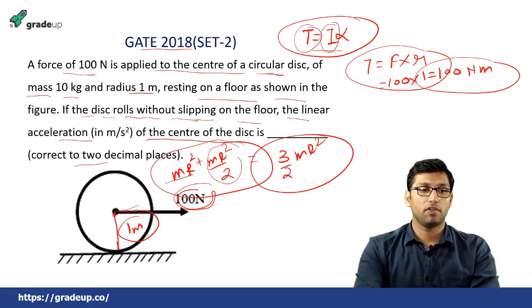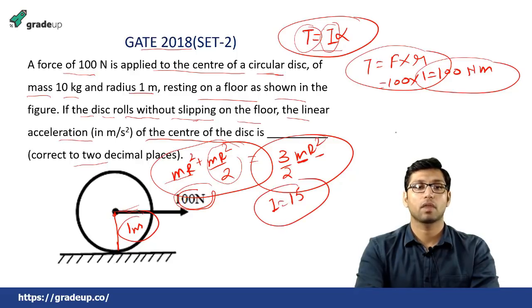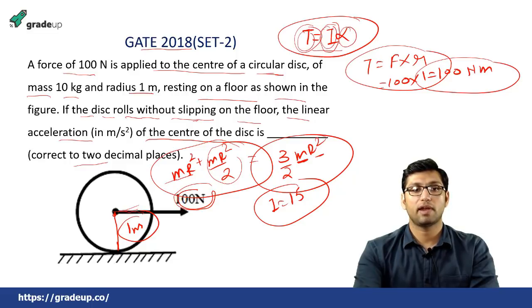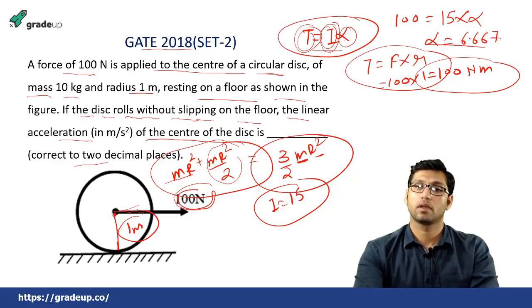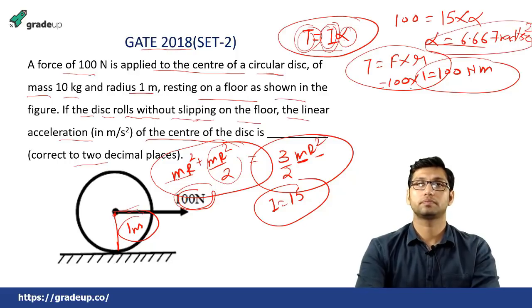Now we know the value of m is 10 kg and r is equal to 1, so you can easily find that I will be equal to 15. You know the value of torque and the value of I, so you can easily find the value of alpha. This is equal to 100 equal to 15 into alpha. Alpha will come out to be 6.667 radian per second square.